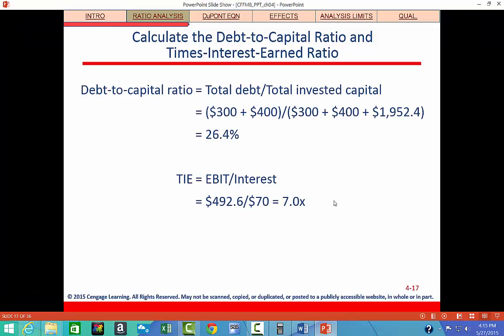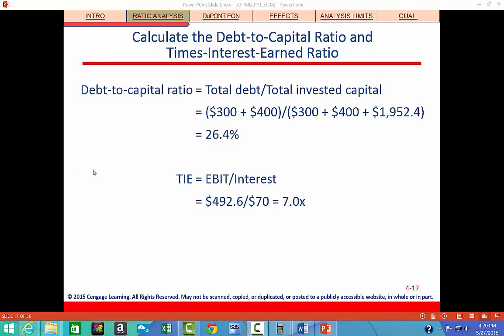Now we're looking at the debt management ratios. And the most basic ratio is just the debt to capital ratio. And so you take total debt, which is the notes payable and long-term debt, over total invested capital.